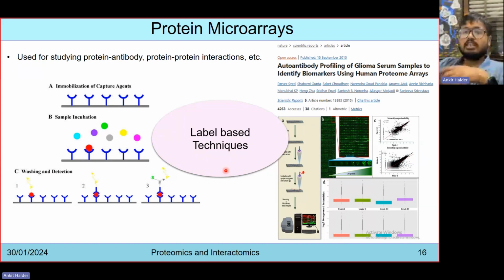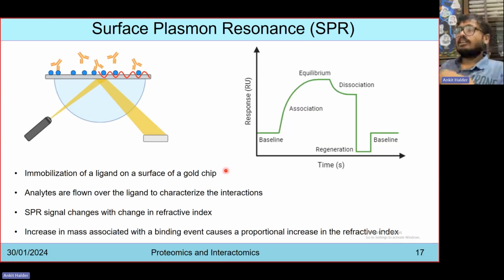So whenever we are talking about getting the intensity out and understanding those expressions, we are doing a kind of fluorescent labeling for getting the expression levels. So now this is another very much used technique, which is a label free technique, where we are not using any kind of label to get any intensity or signal.